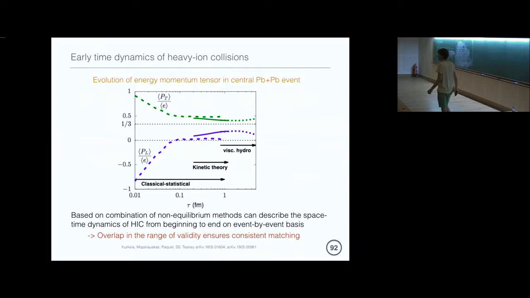Yes? So in this case, a good question, actually. In this case, we only put in shear viscosity, which is consistent with the kinetic theory we're using, which is the leading order effective kinetic theory, and that actually doesn't have a bulk viscosity either. Likewise, the classical statistical theory also has a conformal equation of state. You can match this differently: if you match it to something which has bulk viscosity or which has a QCD equation of state, you're going to introduce a slight discontinuity here.